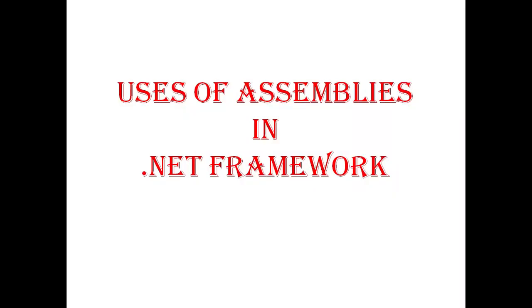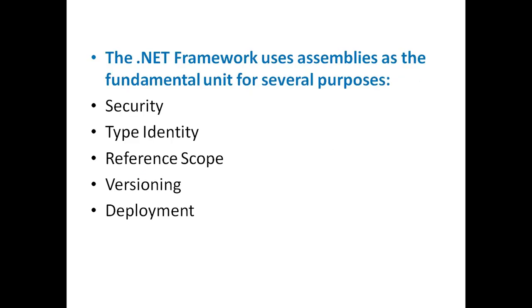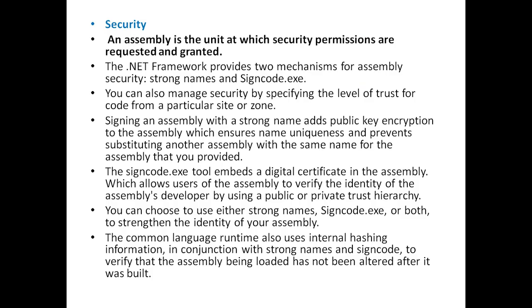Here we will see uses of assemblies in .NET Framework. The .NET Framework uses assemblies as the fundamental unit of several purposes. For example, security, type identity, reference scope, versioning and deployment. First we will see security.